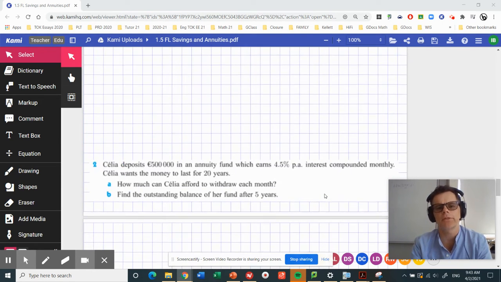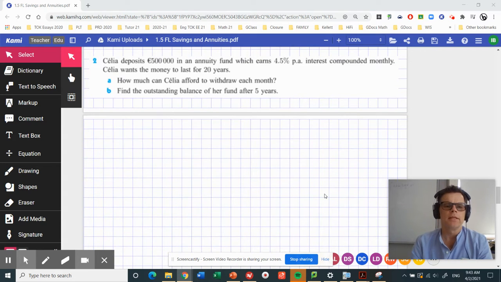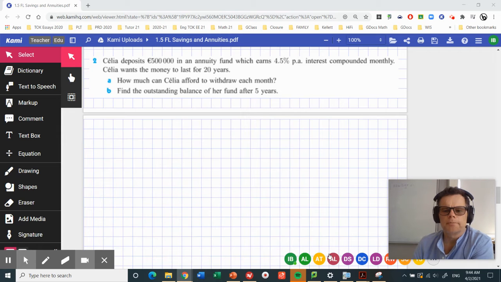Enjoy this, but you watch this video and then all the other questions on the Cami are up the top here, but this demonstration one I'll do down here. Celia deposits 500,000 euros in an annuity fund which earns 4.5% per annum interest compounded monthly. Celia wants the money to last for 20 years. How much can she afford to withdraw? So we looked at this last lesson. There's examples above there, but I'll just do a video for those of you who may need this extra little bit of help. So here we go.